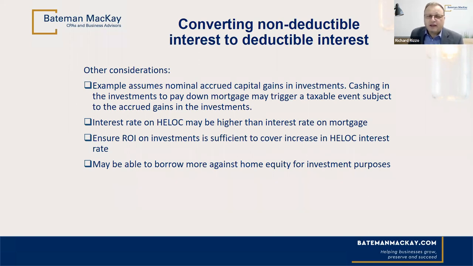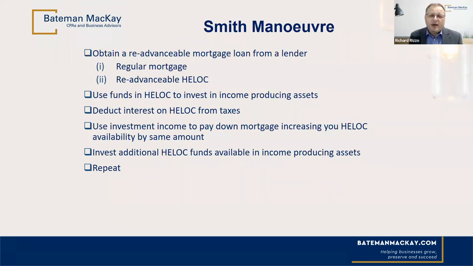So that's basically, in high level general terms. Now, on the same lines, some of you may have heard of the Smith maneuver. This is a strategy that's been out there a long time. And really, it's pretty much what we just spoke about, where you're converting non-deductible interest to deductible interest, with a slight twist to it. Essentially, you would obtain from your financial institution what we call a readvanceable mortgage loan from the lender.